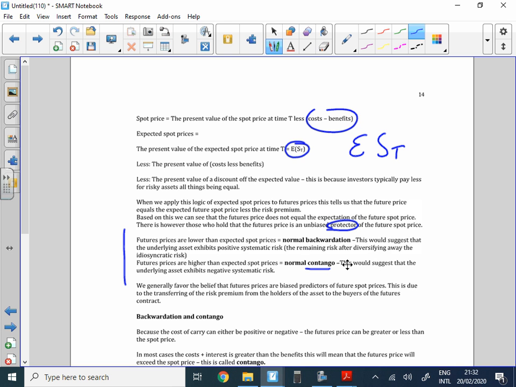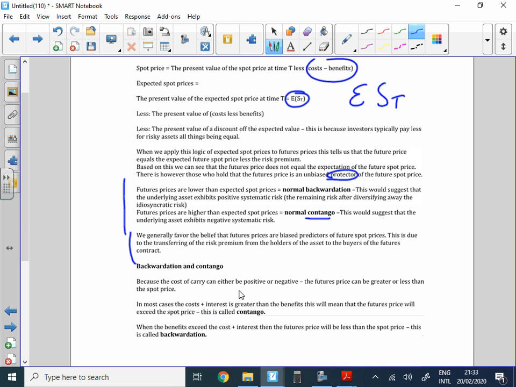We generally, guys, very important word, favor the belief that futures prices are biased predictors of future spot prices, because there's a transfer of the risk premium from the holders of the asset to the buyers of the futures contract. Don't overthink that. It's just a bit of a difference in the risk between the two. So we call it a biased predictor, and you can't say that futures prices exactly predict it. It predicts with bias.